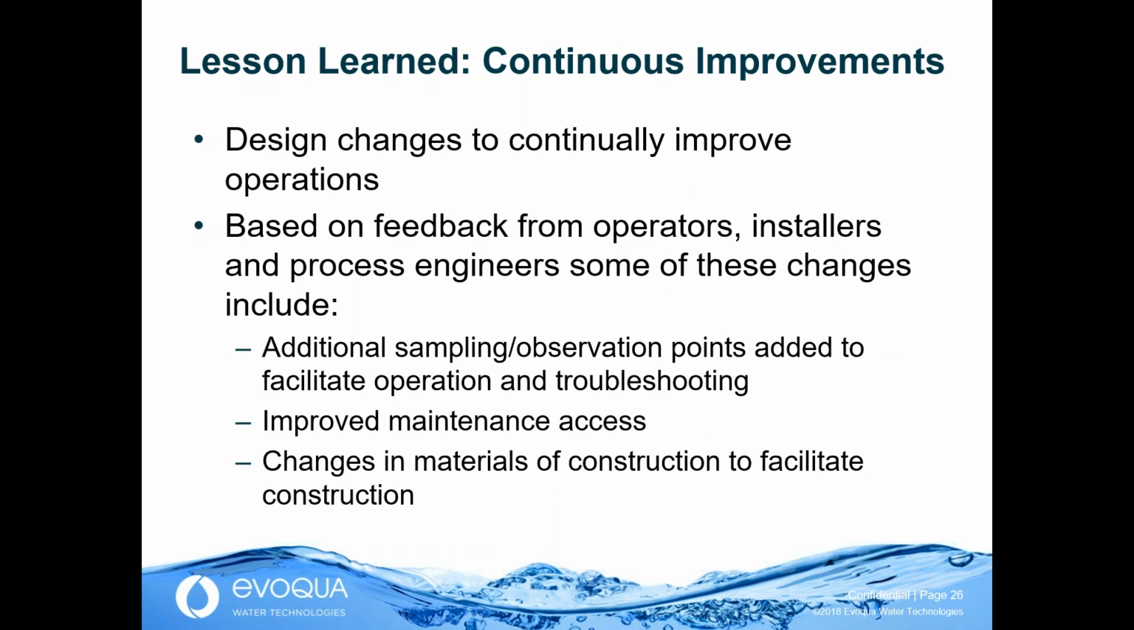The final lesson here is just discussing some of the continual improvements. We're constantly changing or upgrading the systems that we're doing here. We get feedback from operators, installers, and process engineers that work with these systems day in and day out, and so we've changed things to make maintenance access and troubleshooting easier. We've changed materials to make things easier to put together. So these systems are evolving. I talked about there being half a dozen systems here, but it's a newer technology and it's continually improving. That's something to look forward to.